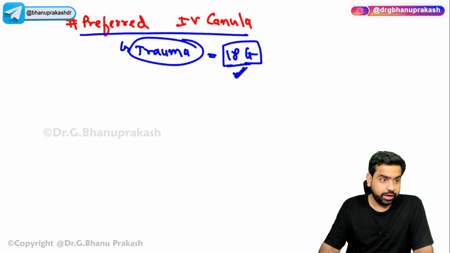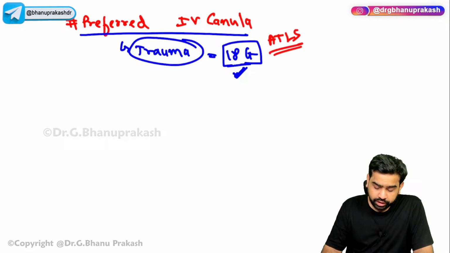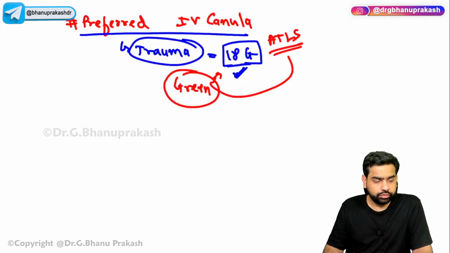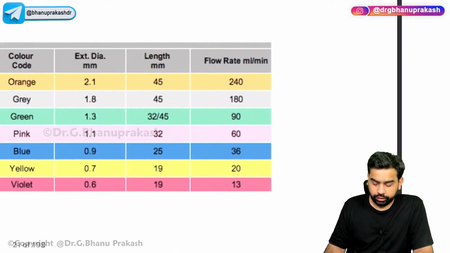Okay, please understand, it's not the orange. According to the ATLS, now they basically prefer the green one. It is not the orange. Earlier it was the gray which was used. But what you need to understand, according to ATLS, it is the green one now. So please remember this.